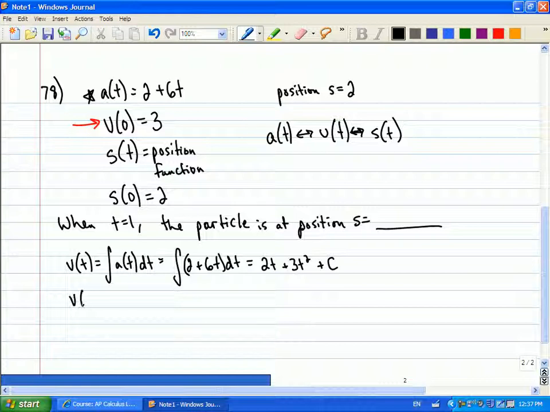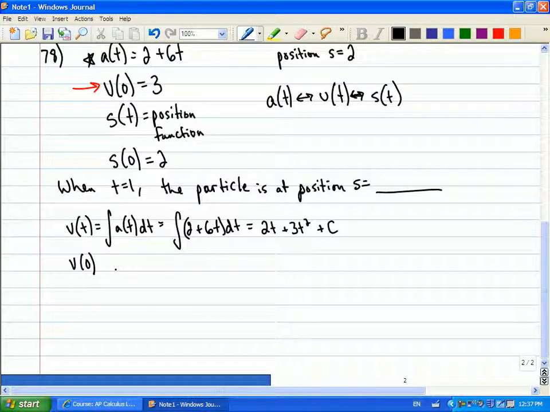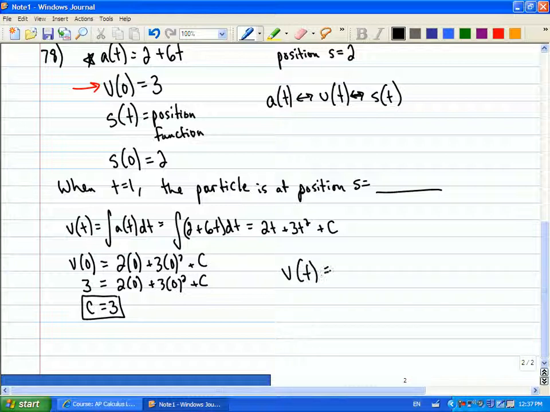So velocity at 0 is going to be 2 times 0 plus 3 times 0 squared plus the constant. So the constant is going to be equal to 3. So velocity of time is 2t plus 3t squared plus 3.